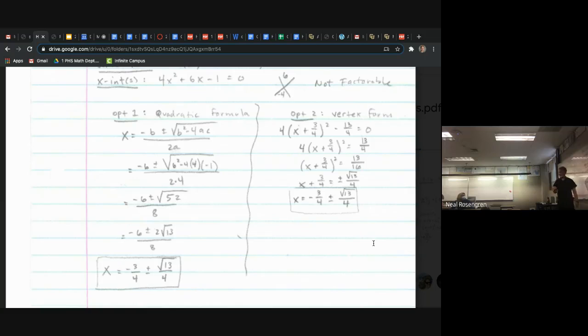What's going to make it imaginary? What's underneath that square root? If I want it to give me an i back, negative.